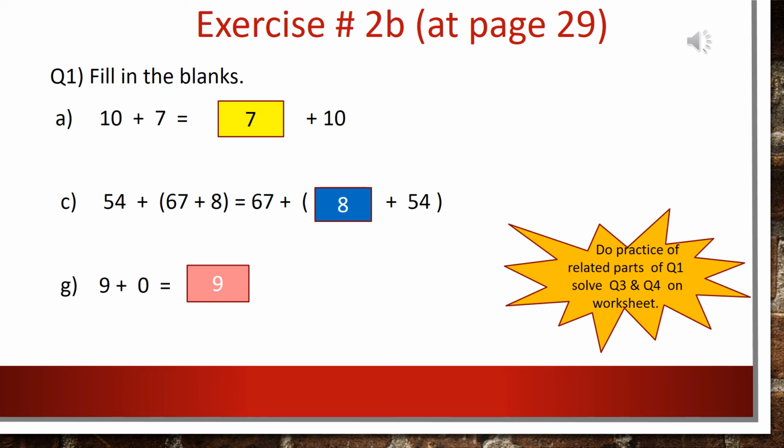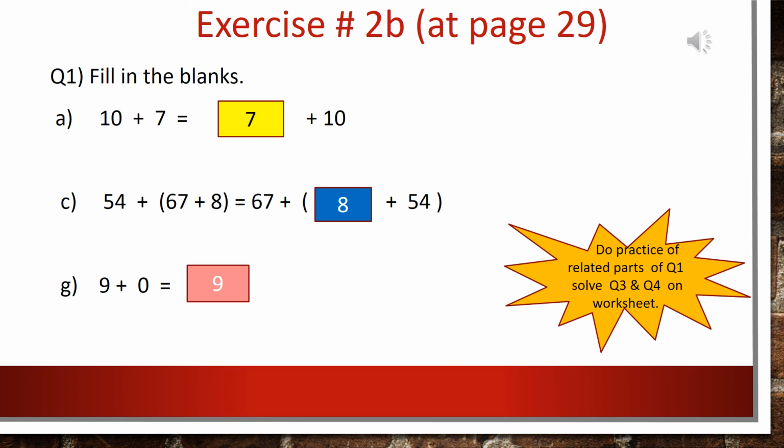Come to the next part. Here we have the associative property of addition, which has parentheses and also 3 elements, as the sum of 3 numbers remains the same even if the order of their grouping is changed. So, here 54 plus 67 plus 8 is equal to 67 plus 8 plus 54.